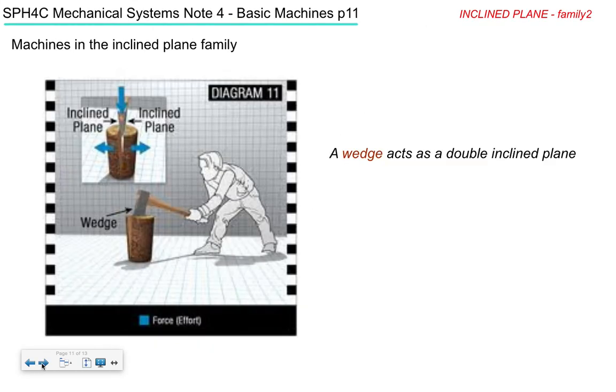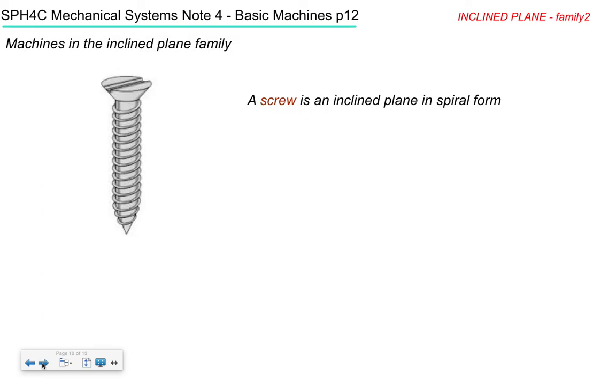There are some other examples of that though. We call it a wedge, but if you look at something like this, it has two ends that are incline planes, so you need more distance but less force. And if you look at a screw, it's the same thing. Every little turn of the screw is an incline plane.